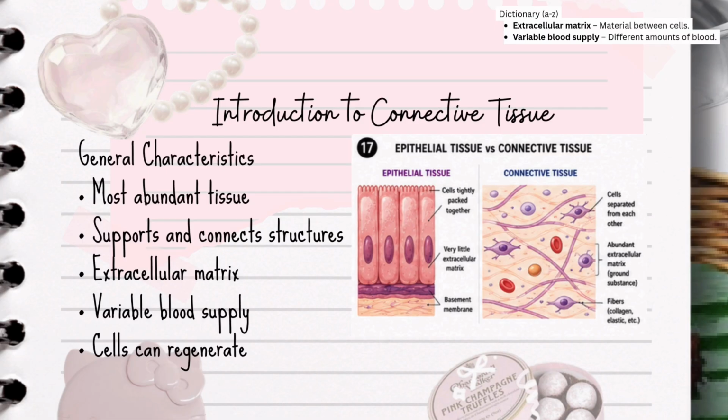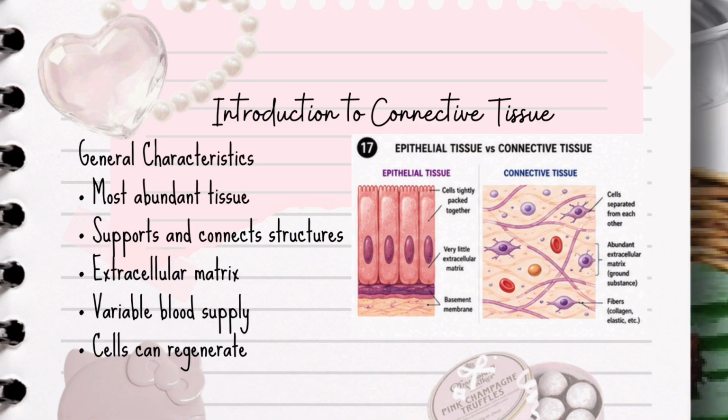Unlike epithelial tissue, which mainly covers and lines surfaces, connective tissue provides support, strength, and connection throughout the body. Imagine trying to build a house using only paint. No matter how good the paint is, without a frame to support it, the house wouldn't stand. Our body works the same way. It needs a tissue that provides strength, support, and connection. And that's the role of connective tissue.